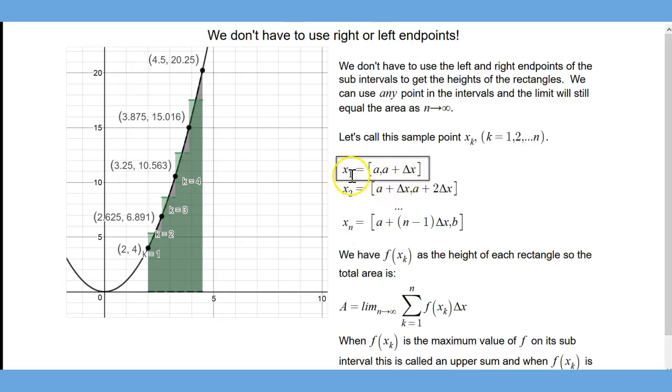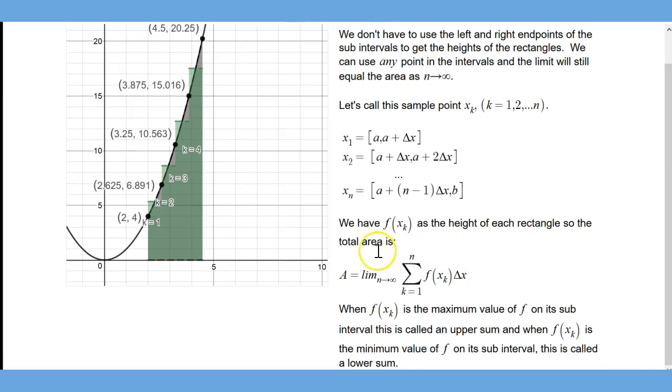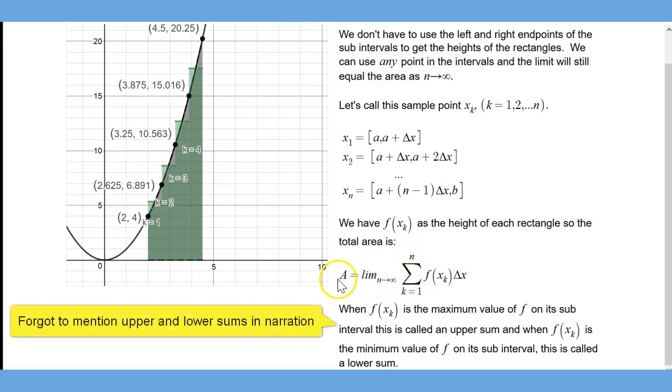Like from the first interval, I can pick any point between a and a plus delta x and call it x sub 1, and any point between a plus delta x and a plus 2 delta x and call it x sub 2, etc. So that's what's happening in this expression. So the area is the limit of this sum, where I'm evaluating my function at a sample point in each of these intervals that I'm calling x sub k, and then just multiplying. That's the height, this is the width of each rectangle, and then I'm adding them up, and taking the limit gives me the area.